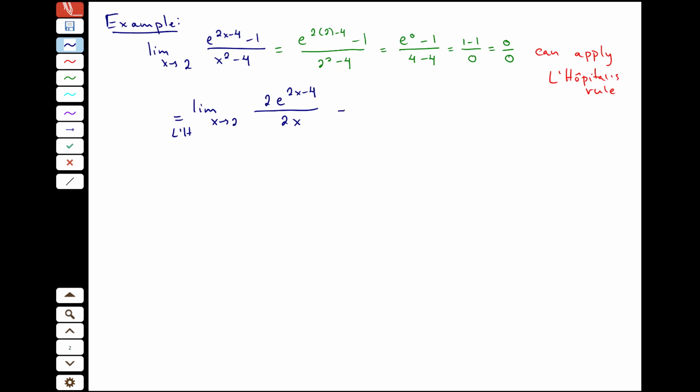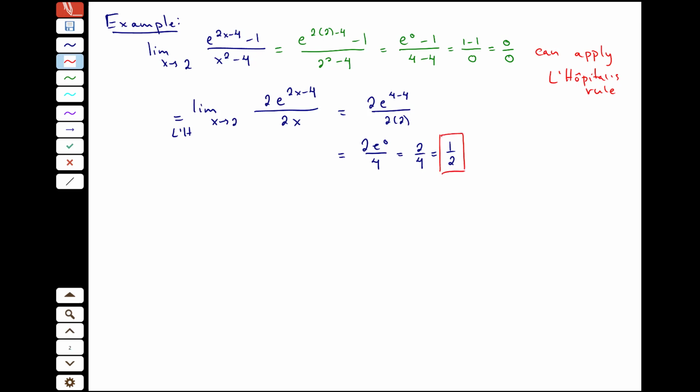And now, when I evaluate this limit, I get 2 times e to the 4 minus 4 divided by 2 times 2. And now, when I simplify, I have 2 times e to the 0 divided by 4. I just get 2/4, which I then simplify to 1/2.